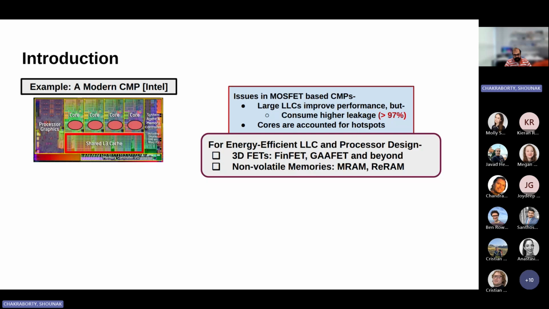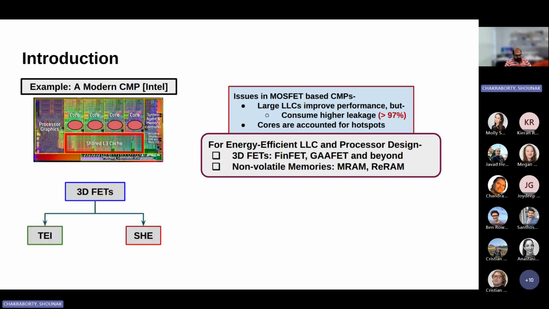These 3D FETs, with their confined geometrically shaped devices, are cool enough to handle this situation because their leakage power is really low. On the other end of the spectrum, non-volatile memories or NVMs like magnetic RAM (MRAM) or resistive RAM (ReRAM) are other promising candidates that can replace MOSFET-based designs by implementing the memory cells when designing the caches, because these non-volatile memories also have a very low amount of leakage.